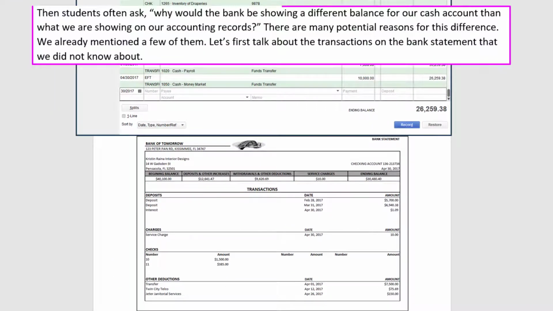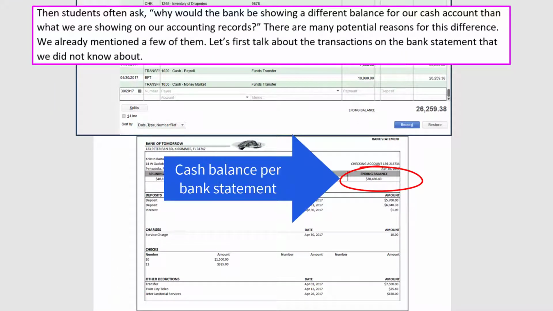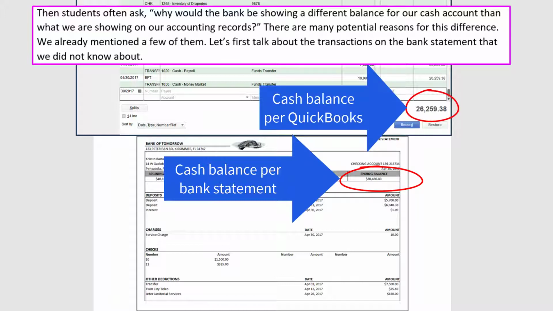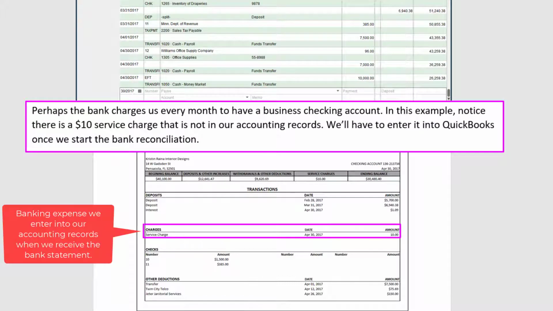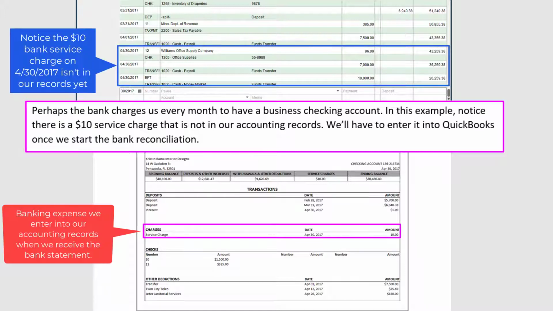So then students often ask, why would the bank be showing a different amount for our cash account than what we are showing on our accounting records? There are many potential reasons for this difference. We already mentioned a few of them. Let's first talk about the transactions on the bank statement that we did not know about. Perhaps the bank charges us every month to have a business checking account. In this example, notice there is a $10 service charge that is not in our accounting records. So we'll have to enter this transaction into QuickBooks once we start the bank reconciliation.